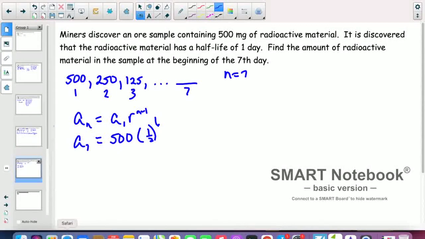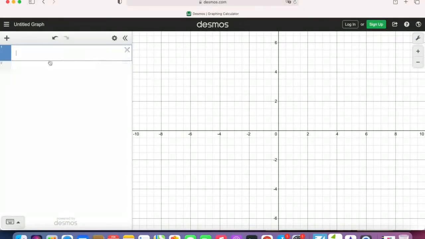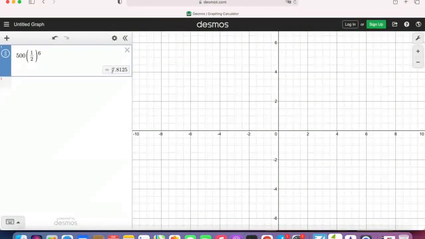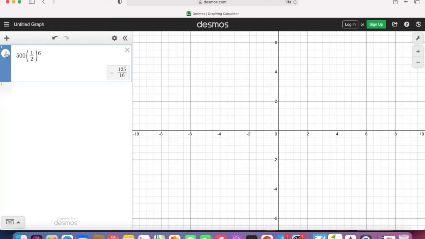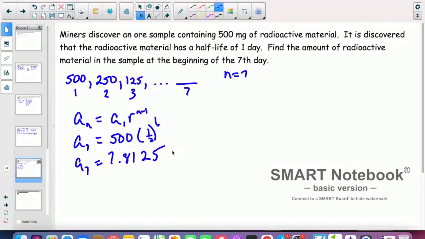I'm then going to go into Desmos and type that in. This one is 500 times 1/2 to the 6th power, 7.8125. And I could go over here and get it as a fraction if I want. There's nothing wrong with the decimal there. I'll just leave it like that, 7.8125. But I want to make sure you understand, Desmos will now convert decimals as long as they're terminating decimals. It will convert them to fractions for you, which is nice if you need that. So we've got 7.8125 as our 7th term, and that would be milligrams.